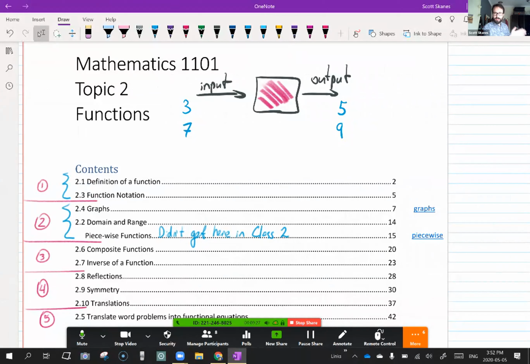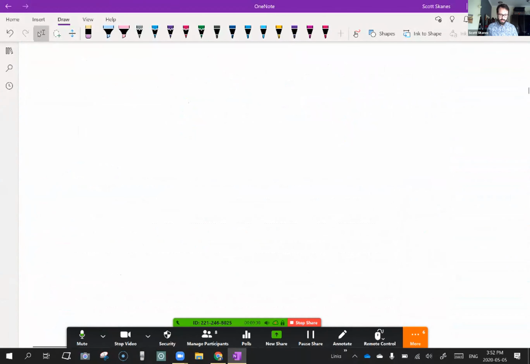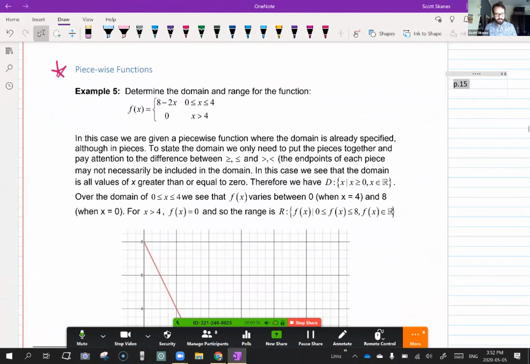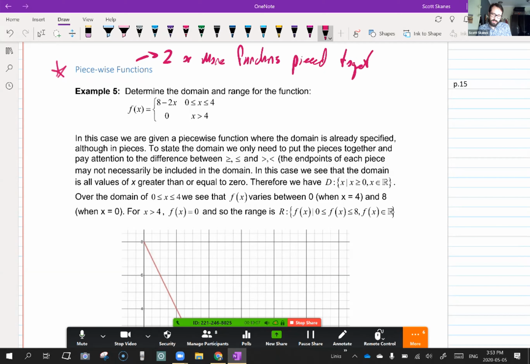Now, yesterday, like I said, we didn't get to piecewise, so let's jump straight into piecewise functions. Basically what piecewise means is instead of having one function with one set of domain and one set of range, which again, domain and range is what we did yesterday, we have one function that's basically two or more functions pieced together. That's why it's called piecewise. They're kind of like stuck together side by side.